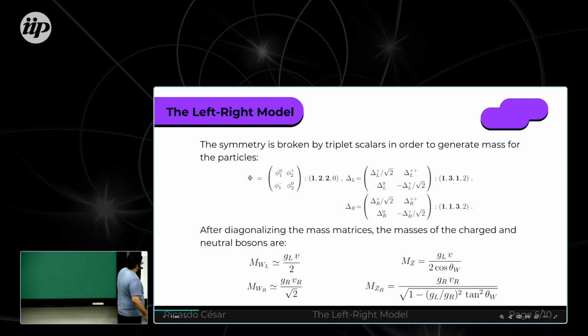We also have a new W, which is the WR, which depends on gR and vR, which is a parameter that appears in the right-handed triplet. Okay. We also have the mass of the Z, which is the same as the standard model, and the mass of the ZR, which depends on gR and vR. So the fixed parameters here are the Weinberg angle and gL, and the parameter that changes is gR. Okay.